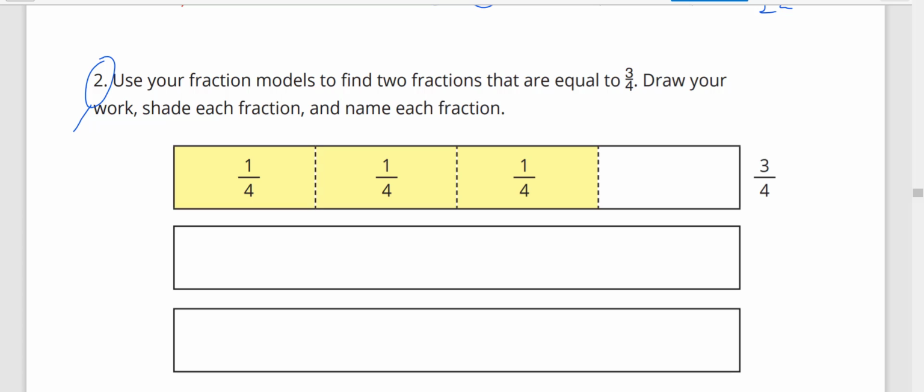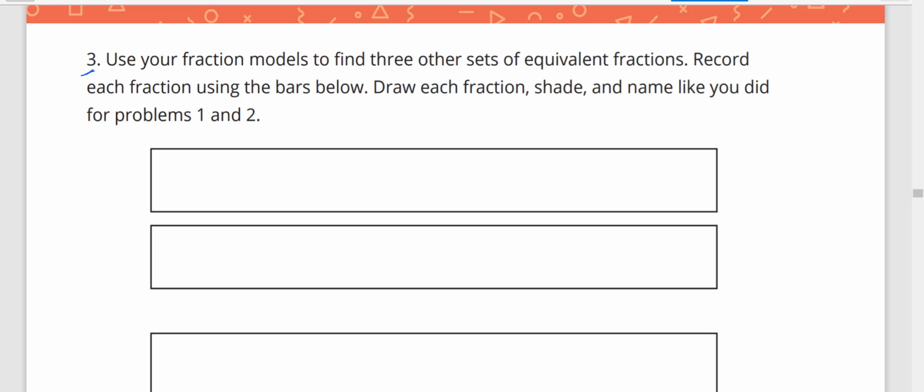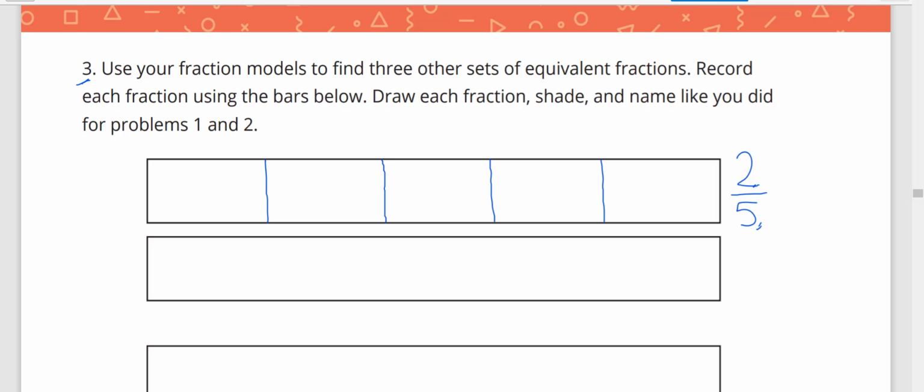Solve this problem on your own as we solved the previous problem. Number 3. Use your fraction models to find 3 other sets of equivalent fractions. Record each fraction using the number line. Draw each fraction, shade, and name like you did for problems 1 and 2. Here, we will get equivalent fractions to 2 over 5. So we must divide one whole into 5 equal parts and shade 2 equal parts. So the fraction of the shaded parts is 2 over 5.